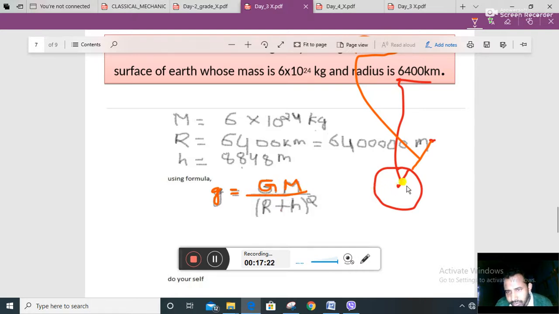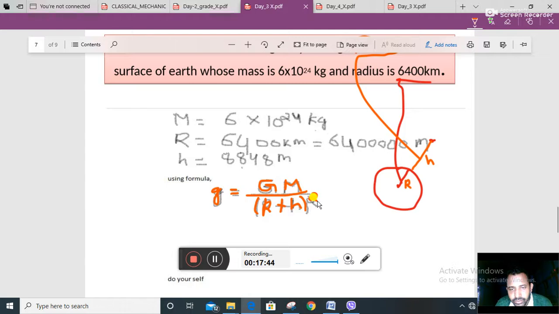Since from here to here the distance is r, and from here to here the distance is h, it doesn't mean this is small, so distance is less, and this is larger, distance is more. No, it's just a symbol, r plus h. We are just adding all the distances. Then we should write whole square, because the formula says we should write whole square.